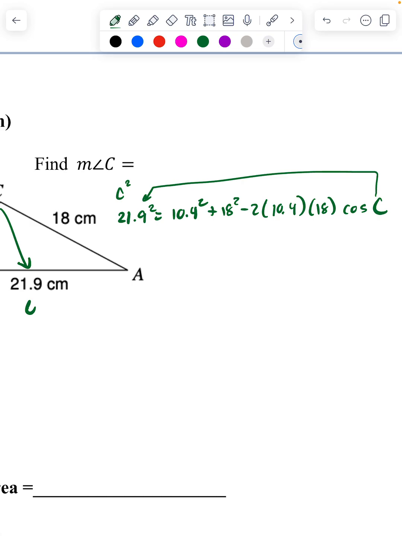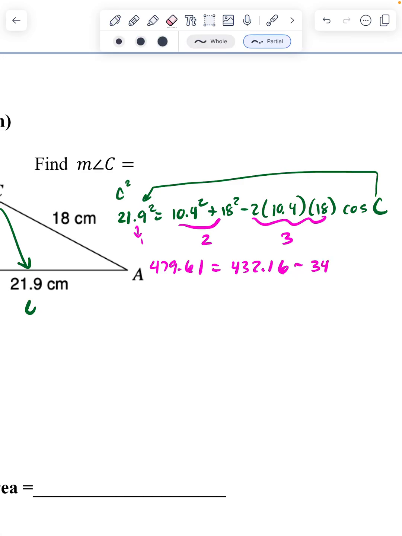I'm looking for an angle, so I've got to do my 1, 2, 3 waltz. I can do this one number, these two numbers, and these three numbers. So 21.9 squared is going to put me at 479.61. Then 10.4 squared plus 18 squared is going to put me at 432.16. And then I'm going to do 2 times 10.4 times 18. So I'm doing the three numbers and getting 374.4. And that's the one that's attached to the cosine.